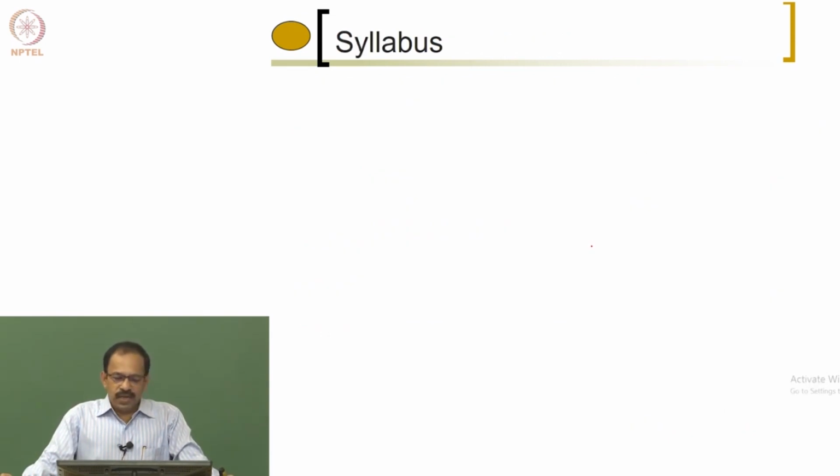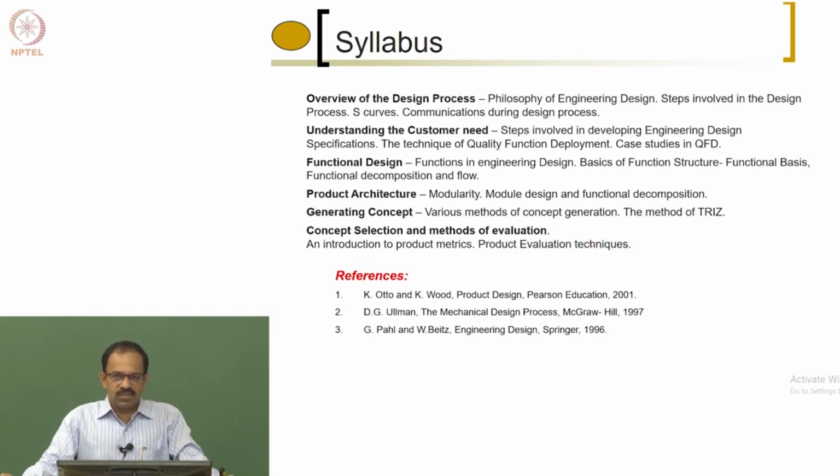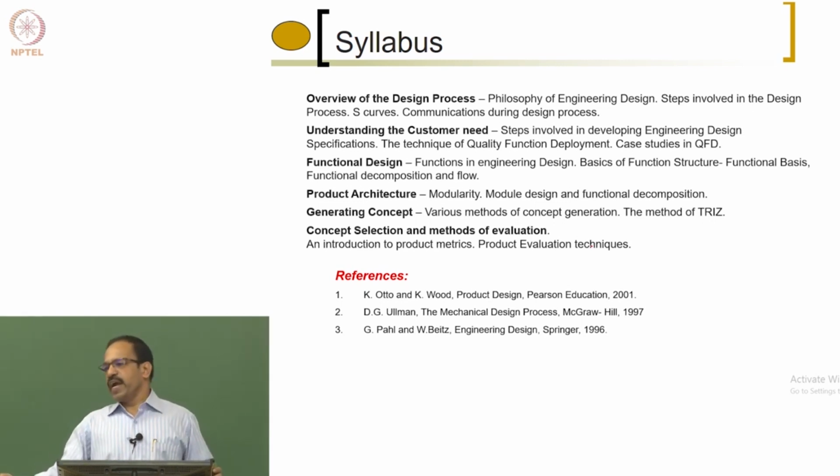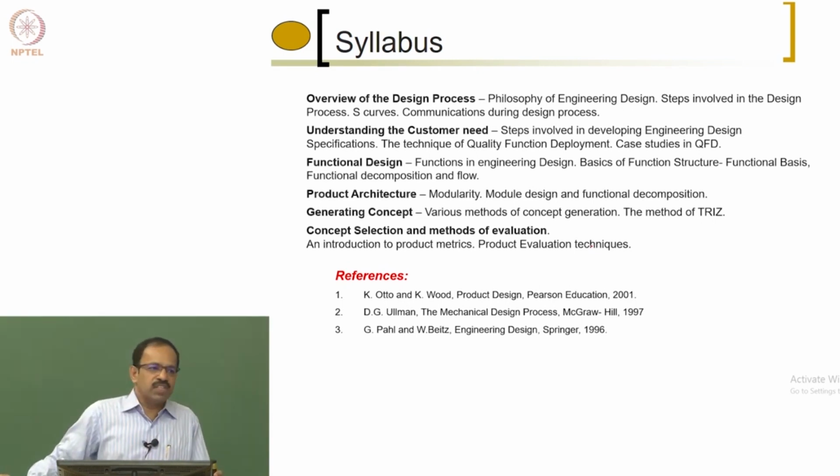Okay, so the syllabus for this course is as here. We'll be starting with an overview of the design process, and then we look at how we start from the customer. Any product design starts with the customer, or there should be a customer for any product. So we'll try to see how we identify the needs of a customer, or what are the ways in which we can identify the customer needs, and then we go to the functional design.